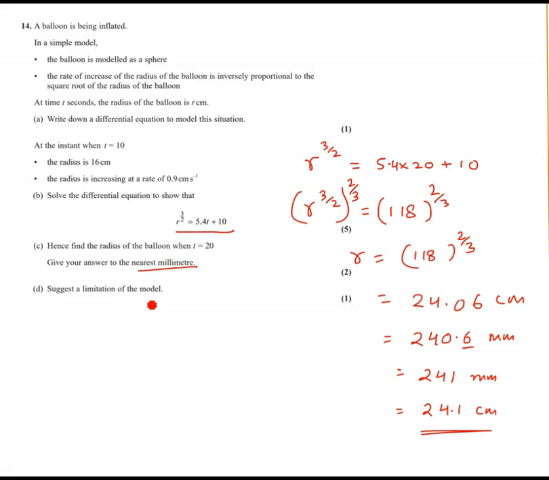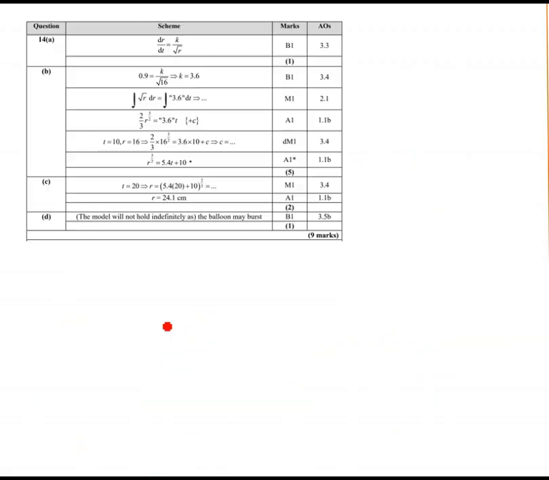Now suggest a limitation of the model. According to the model, as the time increases, the radius keeps increasing. It's not possible for the balloon to keep inflating, because at some point it will burst. So that's the limitation of this model. Let's have a look at the answers. The first one was a proof, the second one is 24.1 centimeters, and the model will not hold infinitely as the balloon may burst.